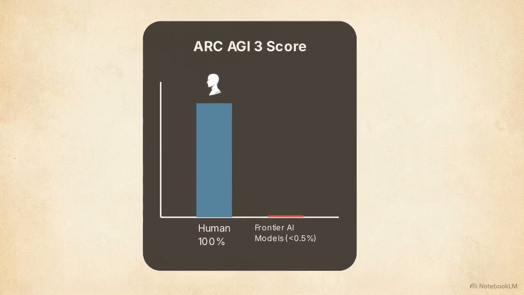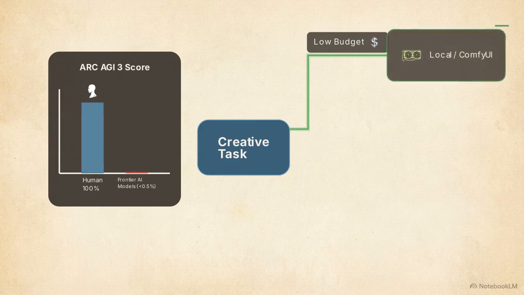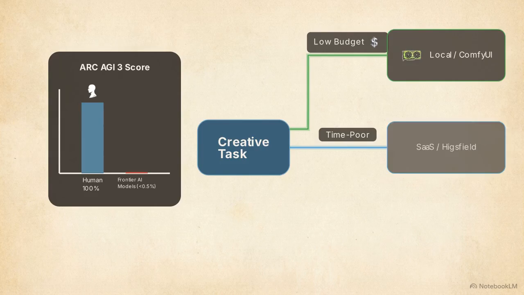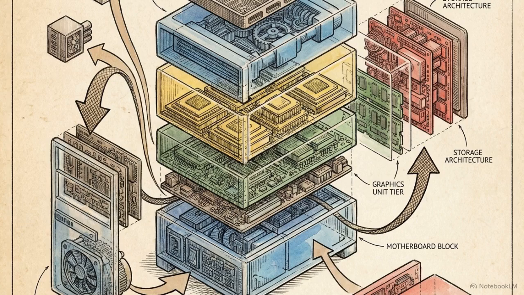The gap between human intuition and model performance means that a single general-purpose model cannot yet handle every stage of a creative task. You have to select specific tools for specific outputs. With a limited budget, use local optimizations like Comfy UI. If time is more valuable than subscription costs, move to a SaaS platform. For uncensored control and high capital, invest in a pro rig for heavyweight models. Efficiency in this landscape comes from deploying the specific stack that matches your hardware capacity and your time constraints.